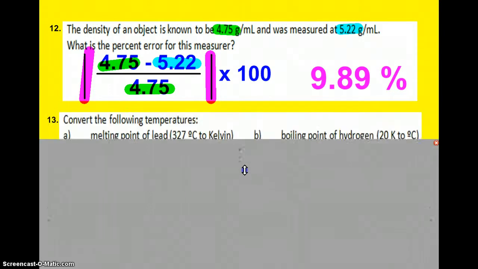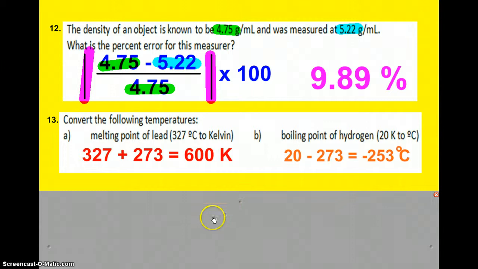And the last question is our temperature conversions. Remember, if I want to go from Celsius to Kelvin, I add 273. And when I go from Kelvin to Celsius, I subtract 273. I can have negative Celsius temperatures, not Kelvin. And just as a little reminder, we don't use the degree symbol with Kelvin. It's just a protocol, 600 Kelvin. We do with degrees Celsius.